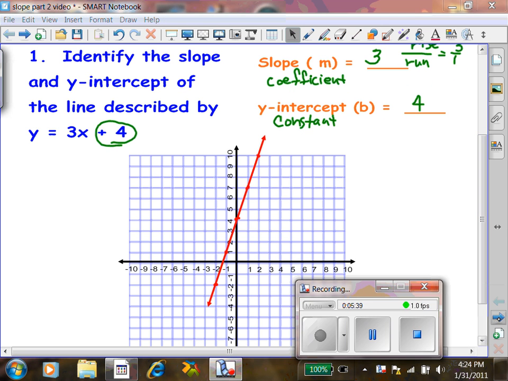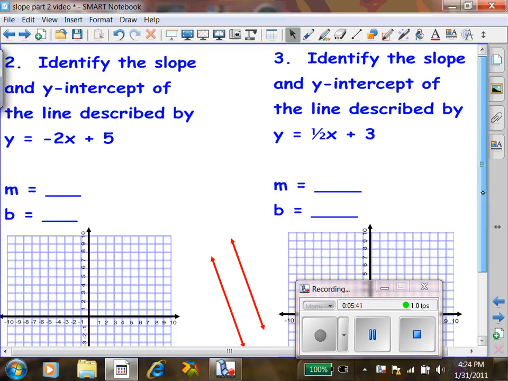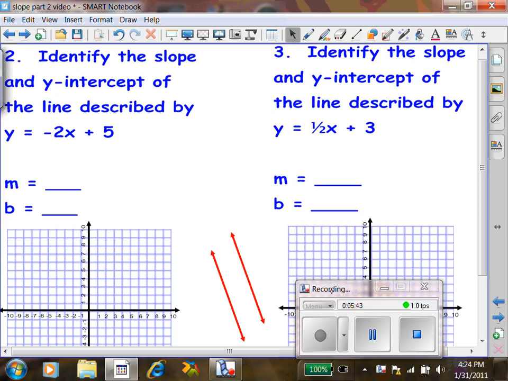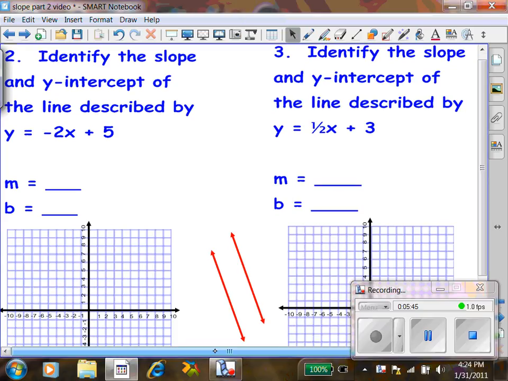All right, let's take another look at another example. Let's go to the back side and see if we can get a little more practice with this. I'm going to give you a little more freedom on this one. First of all, it says identify the slope and y-intercept of the line described by y equals negative 2x plus 5. So take a minute, pause me right now, and go ahead and fill in your slope and your y-intercept in the blanks.